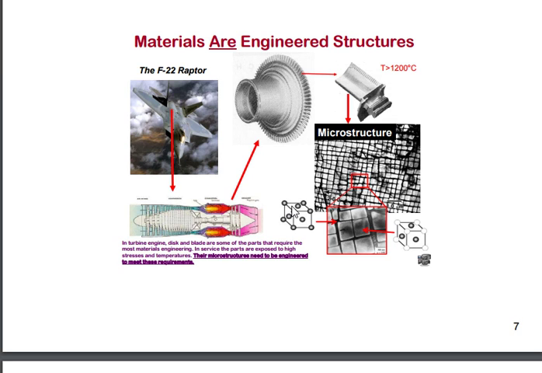So that will be the one aspect, and this picture, this cartoon actually shows that materials are engineered structures. Now, let's say, for example, you have the F-22 Raptor, and looking at their turbine engine. In the turbine engine, there's a disc and blade. Okay, so there's a high temperature. So to bear this high temperature, we need to design the material. We need to engineer the material.